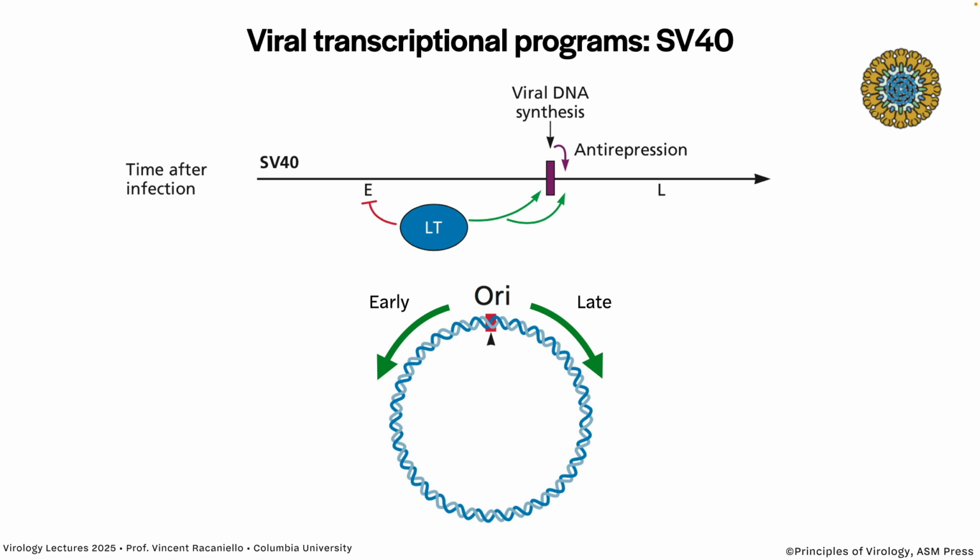SV40, it's the simplest one. We have a double-stranded circular DNA template. The ORI is the origin of replication. That's where DNA synthesis occurs. We'll talk about that next time. And there are just two promoters. There's an early and a late. Those green arrows show you the transcription, and they're going in opposite directions from the origin of replication. So early and late promoters. So right away we're seeing there's some temporal regulation of transcription going on.